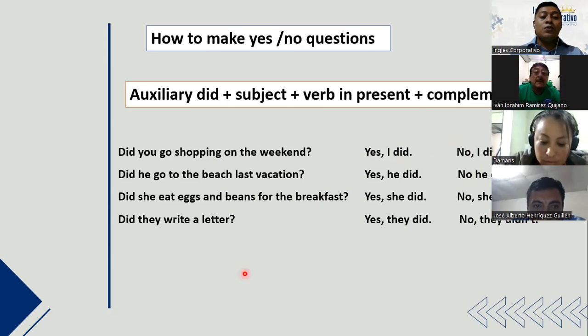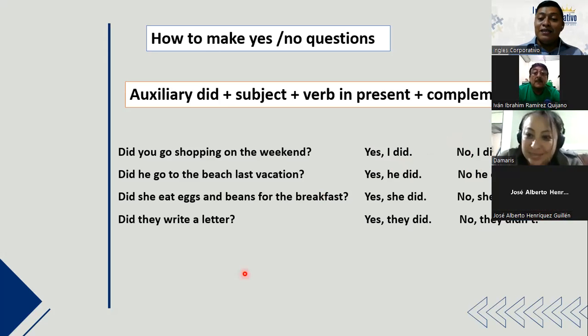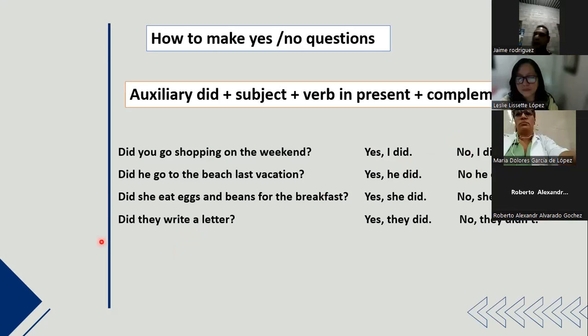Veamos, Damaris, did you cook lunch today? No, I didn't, teacher. I bought it. Lo compré hecho. So, José Alberto, did you dry your car today? Yes, I did. Leslie, did you wash your clothes today? No, I didn't.